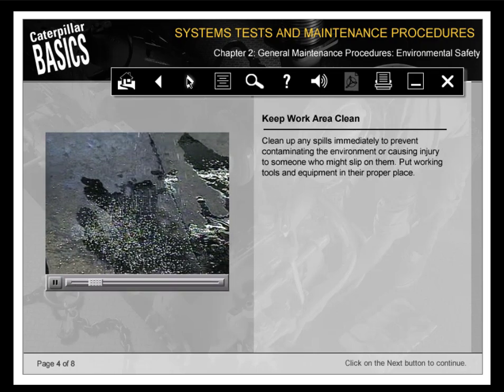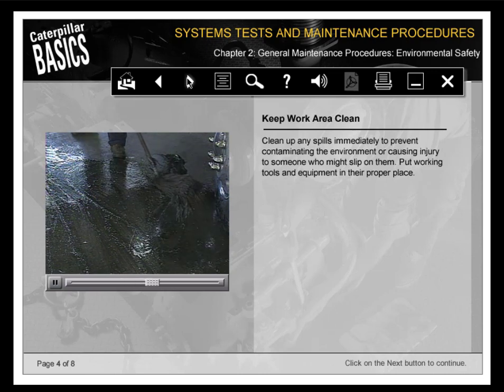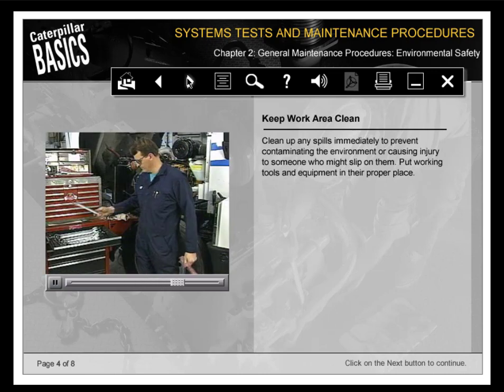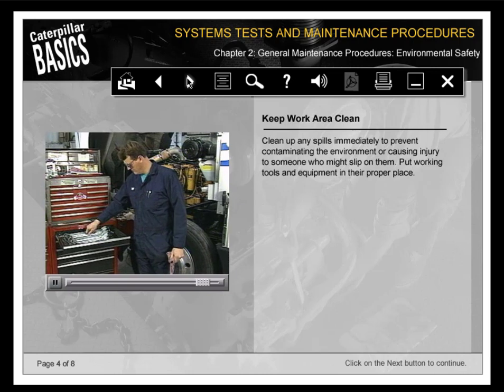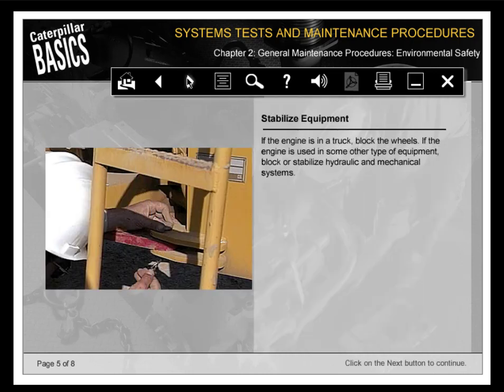Clean up any spills immediately to prevent contaminating the environment or causing injury to someone who might slip on them. Put working tools and equipment in their proper place. If the engine is in a truck, block the wheels. If the engine is used in some other type of equipment, block or stabilize hydraulic and mechanical systems.